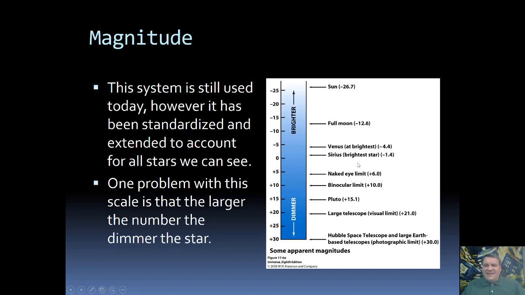There's the naked eye limit at +6. What this means is if there's something with a magnitude greater than 6, so 6 or larger, you're not going to be able to see it with your eye. 6 is that limit. Pluto is at +15. So can we see Pluto with our eyes? Absolutely not. Not even close. The Hubble Space Telescope has a limit of +30. You can see really, really faint things in that case.